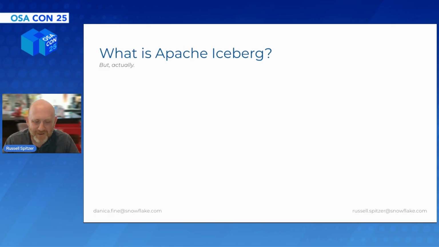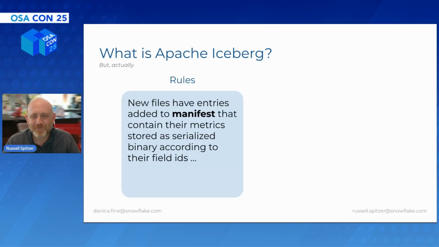Now, before we get into the new things, let's talk a little bit about what Apache Iceberg actually is so that we have a baseline of discussion. To start with, it's really a set of rules. Basically, English sentences that are written into a document that we call the specification, which tell you how you interact with an Apache Iceberg table.